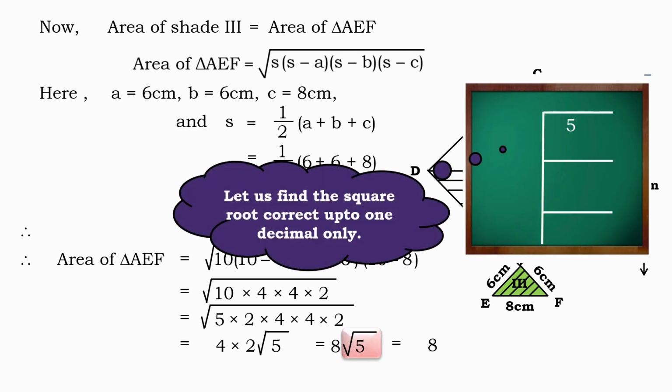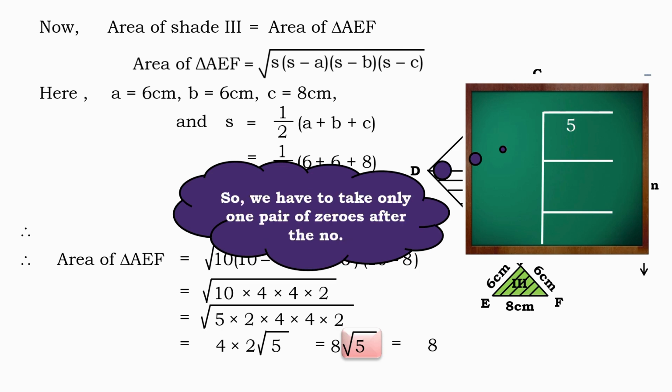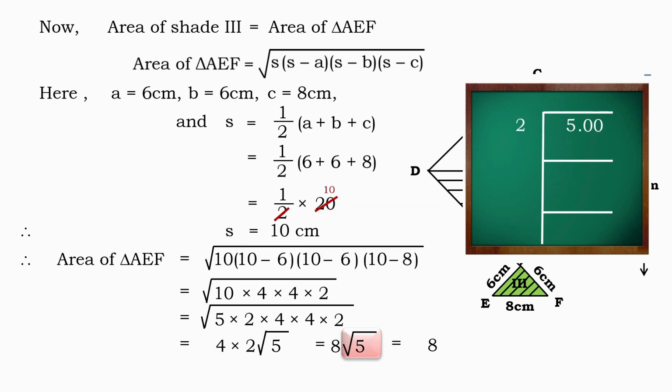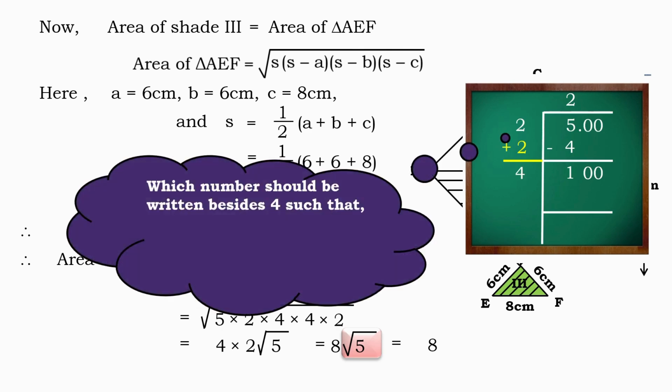We need to find the square root correct up to 1 decimal only, so we take only one pair of zeros after the number. So 5.00. Now which is the number whose square is less than or equal to 5? That is 2, since 2 square is 4. So we take 2 over here. Now 5 minus 4 is 1. We write 2 point at the top and bring down the 0, and 2 plus 2 is 4. Now we need to think of a number to put after 4, and then multiply with the same number.